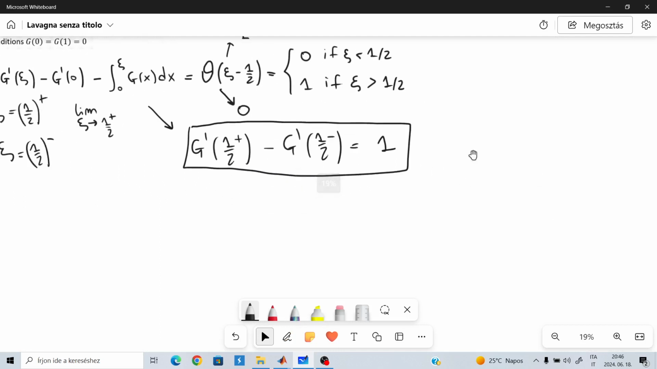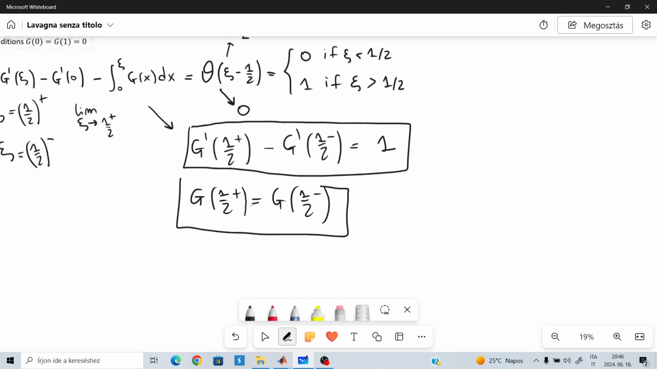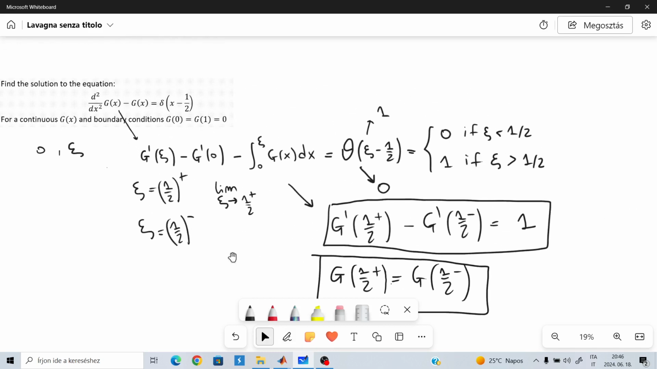Another condition that we have to impose is the following. G of 1/2 plus is equal to G of 1/2 minus, because G is continuous. So here's two conditions, and then we have another two conditions from here. So we have to impose G of 0 equal to 0 and G of 1 equal to 1.